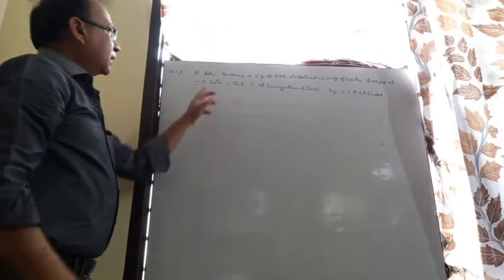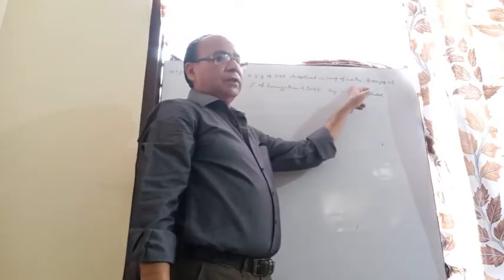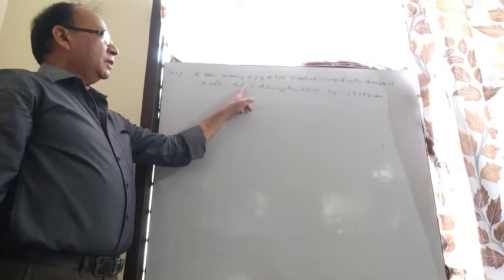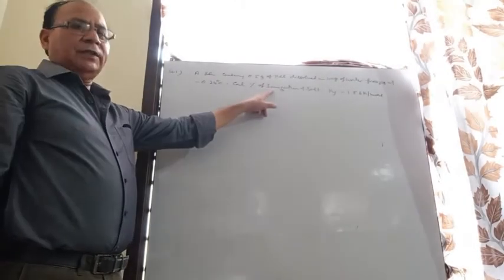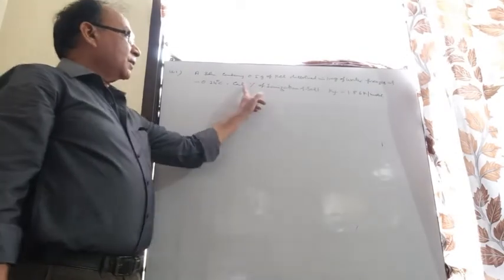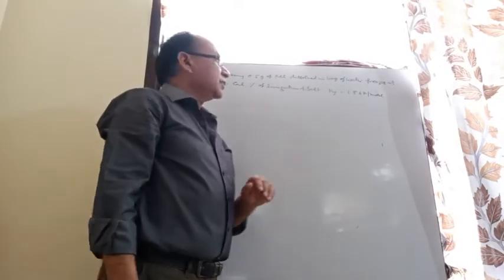So a solution containing 0.5 gram of KCl dissolved in 100 gram of water freezes at minus 0.24 degrees Celsius. Calculate the percentage of ionization. You may call it ionization or dissociation; they are more or less the same thing. So calculate the percentage of ionization of the salt, and the Kf value is given as 1.86 Kelvin per mole.